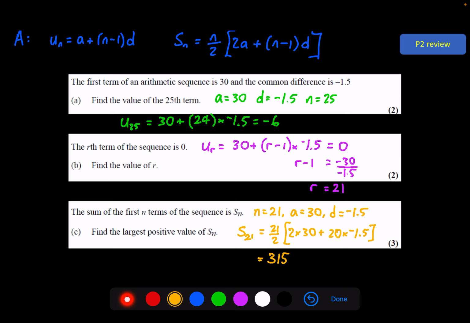If you had lots of time to check this, you could do the sum of 20 terms and it should be the same answer. The sum of 19 and the sum of 22 terms should be slightly smaller than this, because this should be the largest positive value.